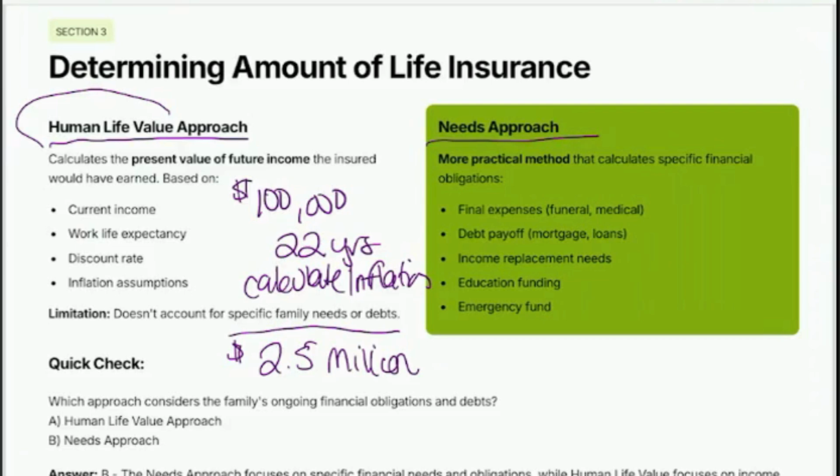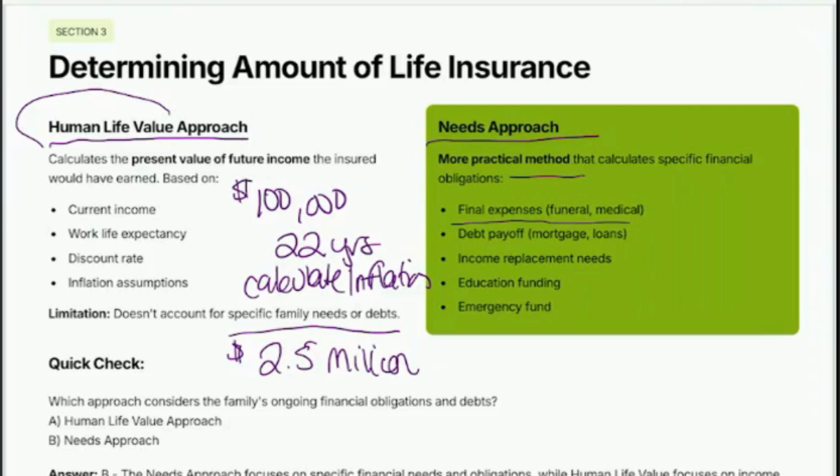It is also a more practical method. This is going to calculate specific financial obligations. So not just how much you make, but what would you actually need? How much are your final expenses going to be? Your funeral, medical bills, cremation, things like that. What debts would you have to pay off? Do you have any mortgage or loan balances?